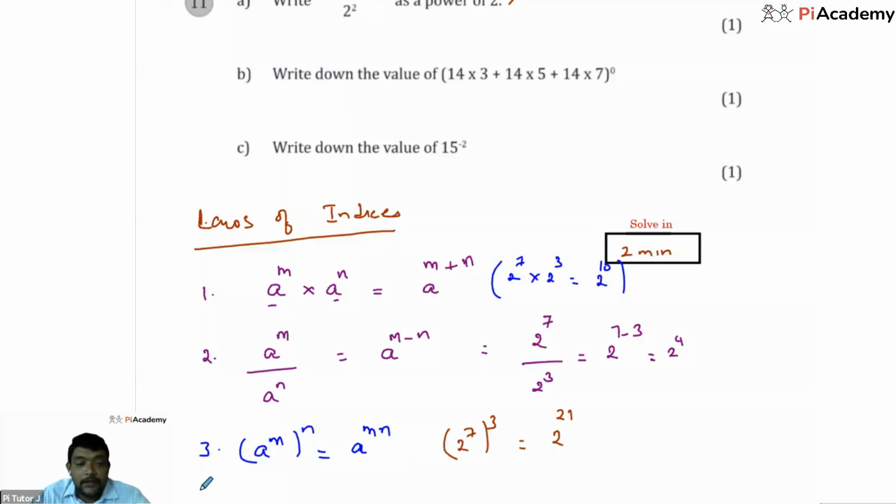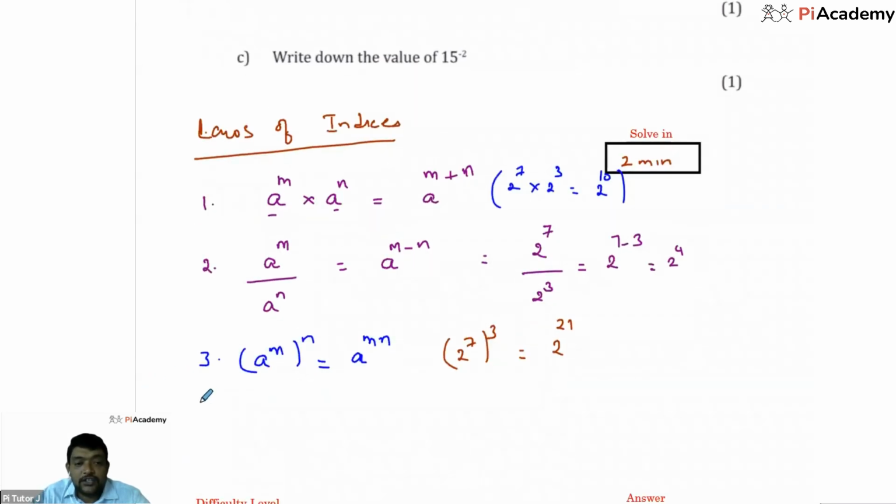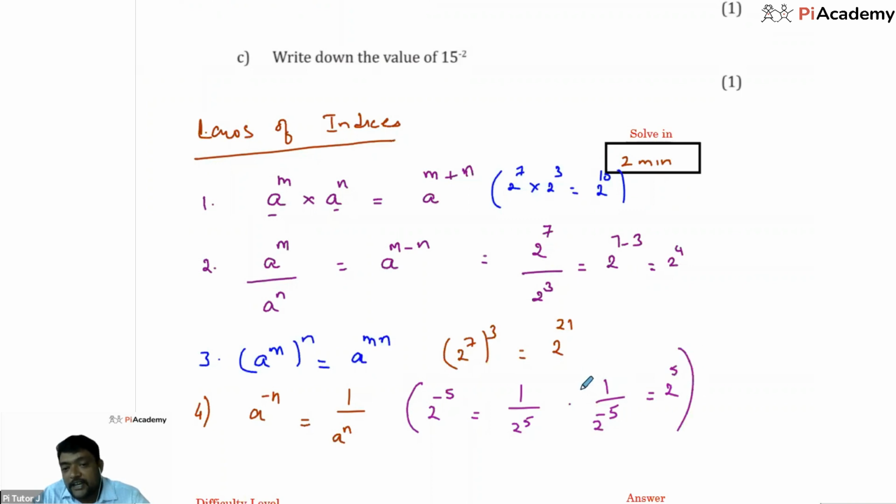Next law is a to the power of negative n can be written as 1 by a to the power of n. Here, I want you to see this. For example, you have 2 to the power of minus 5. You can write it as 1 over 2 to the power of 5. When it comes to the denominator, the negative exponent becomes positive. But at the same time, when you have 1 over 2 to the power of negative 5, if you take it to the numerator, it becomes 2 to the power of 5. Is this clear?